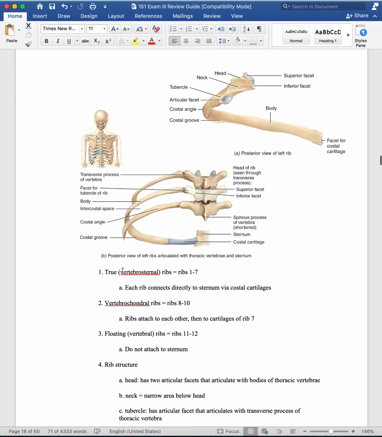Okay, so again, we have two different sets of ribs. The true ribs, which are called the vertebrosternal ribs, meaning that they actually connect from the vertebral column to the sternum in the front. And then we have the vertebrochondral ribs, which are going to connect just to the cartilage of rib 7.